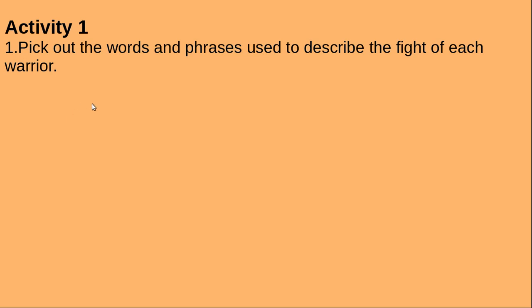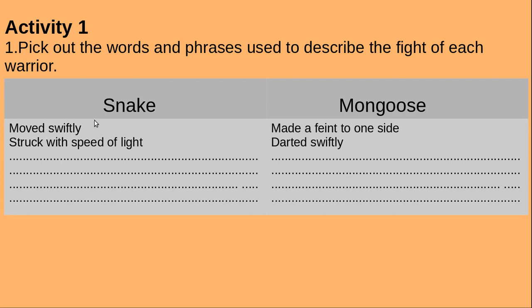Now let us see some of the phrases. Moved swiftly, it is related to snake. Struck with the speed of light, and there are some more. And again, concerning mongoose, made a feint to one side and darted swiftly. Then how can you do this? You can write it from your memory because you have read it many times. Otherwise, you can read those paragraphs and write it. Okay, somehow you do it. Otherwise you can pause and do it.